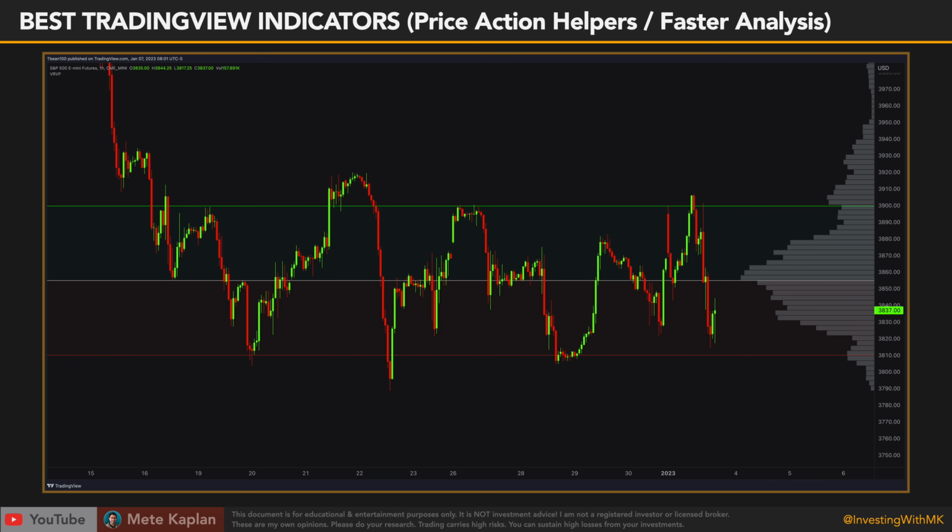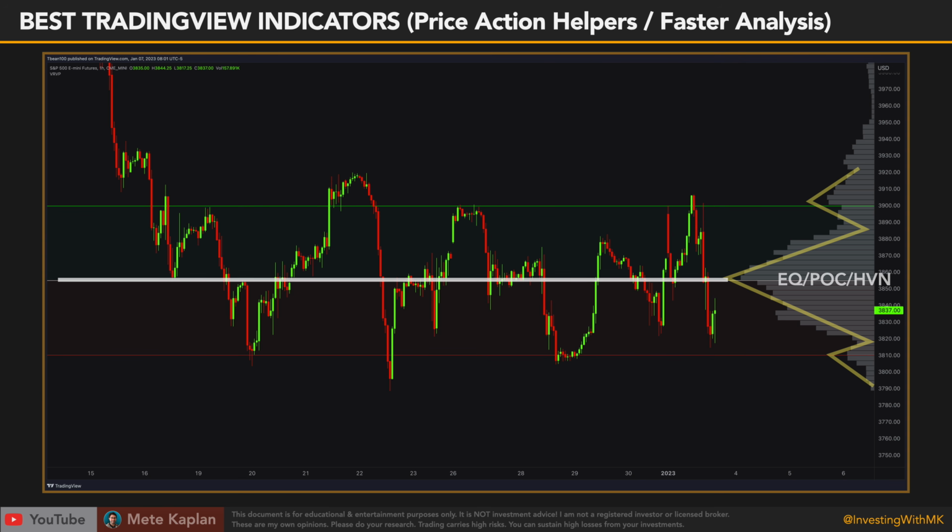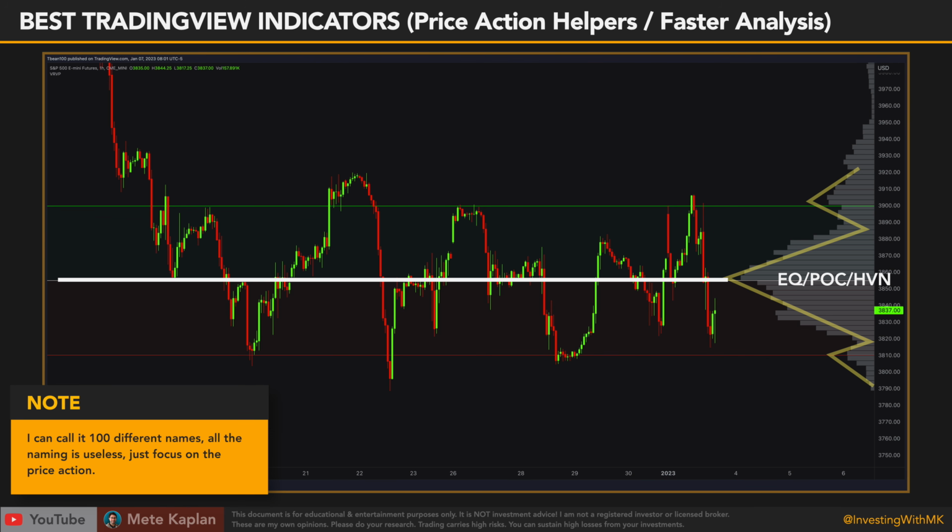I want you to notice the shape on the right. It looks like a mountain. So, the middle and the highest point is called HVN, high volume node, and also called POC, point of control. Whatever you want to call them, remember all the names and terms are useless. Focus on the price action. This helps us to identify the range EQ point.